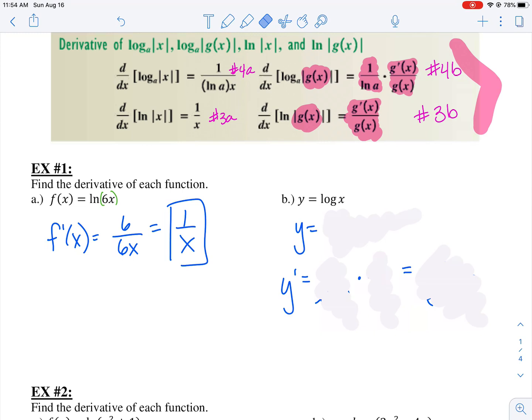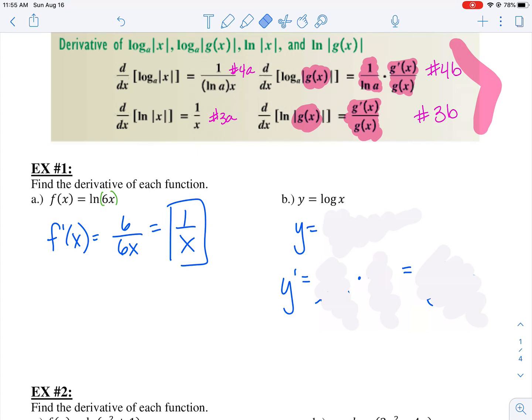You might notice, and I want to point out, that there is no natural log in my answer. As soon as I take the derivative of a natural log, the natural log goes away and I just take the derivative of the inside over the original inside. All right, look at b.